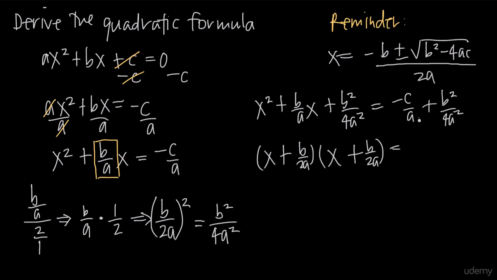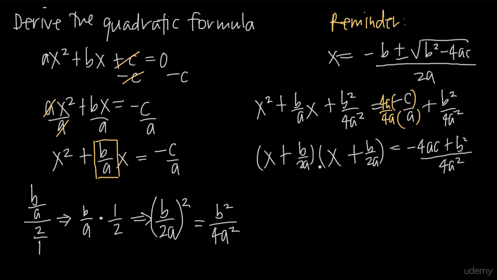Now over here on the right-hand side, we need to find a common denominator in order to be able to combine these fractions with addition. Because we have 4a squared in the denominator of this second fraction, and we have a over here, we know we're going to need to multiply this first fraction by 4a over 4a. When we do that multiplication, we're going to get 4a times negative c, which is negative 4ac. Here we're going to have plus b squared all over 4a squared.